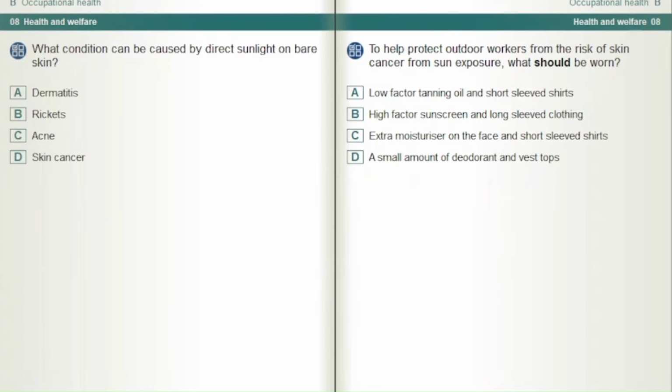To help protect outdoor workers from the risk of skin cancer from sun exposure, what should be worn? Low-factor tanning oil and short-sleeved shirts. High-factor sunscreen and long-sleeved clothing. Extra moisturizer on the face and short-sleeved shirts. A small amount of deodorant and vest tops.